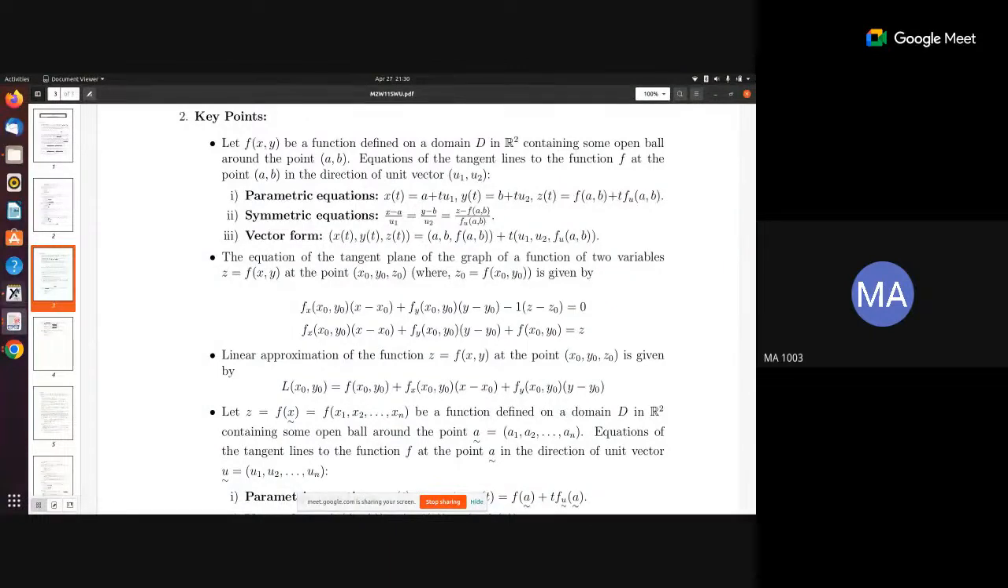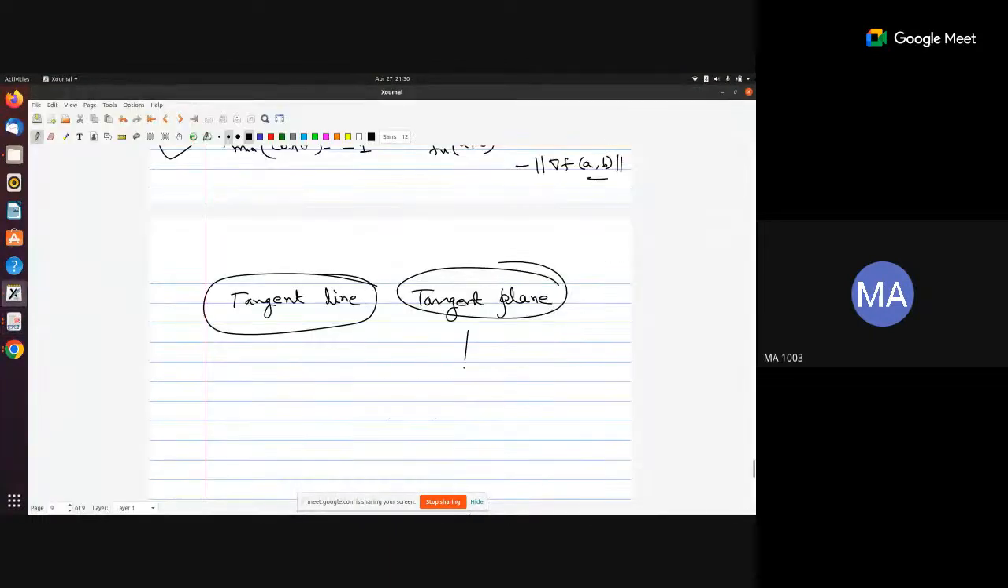Okay. So what I was saying, if I want to represent a line in three-dimensional space and I just write it like this, this will give me a plane, right? This will not give me a line. This will give me a plane.